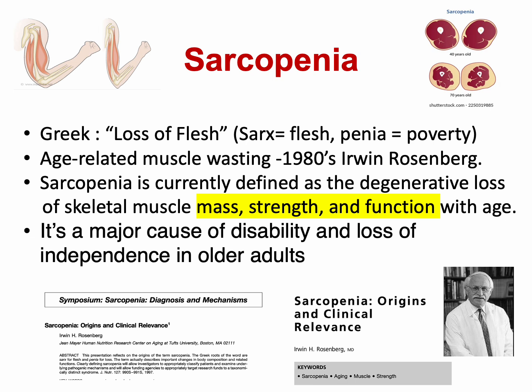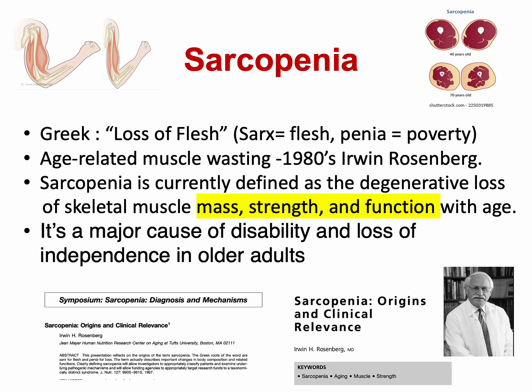So let's now go into the terminology of sarcopenia. Sarcopenia was coined by Irwin Rosenberg in 1989, and it is derived from the Greek words sarx, meaning flesh, and penia, meaning loss, reflecting the condition that is characteristic of loss of muscle mass and function. Sarcopenia is currently defined as degenerative loss of skeletal muscle mass, strength, and function with age.